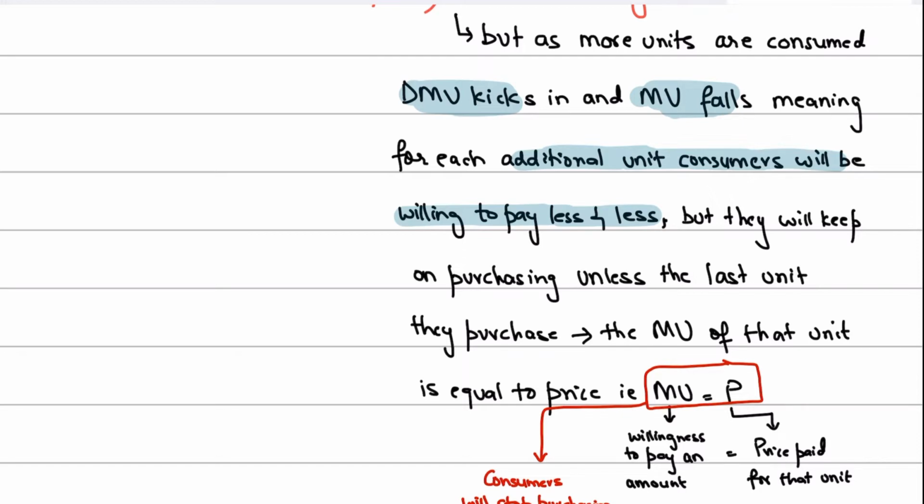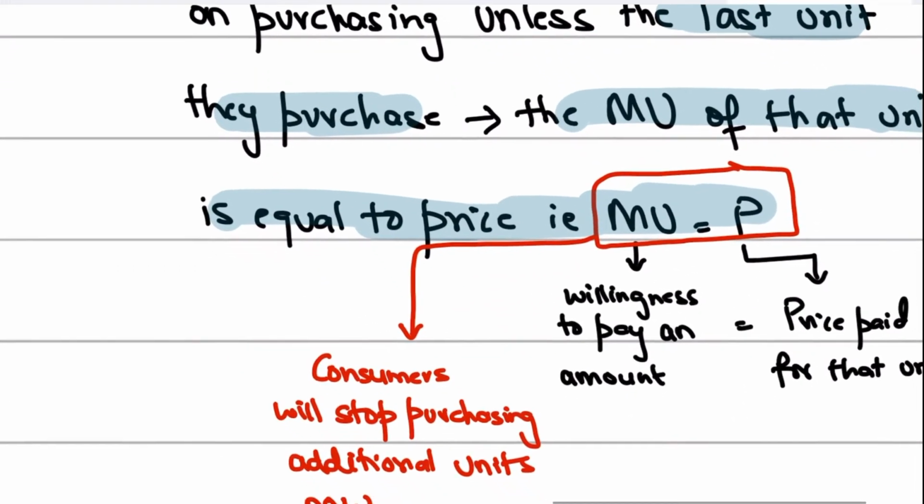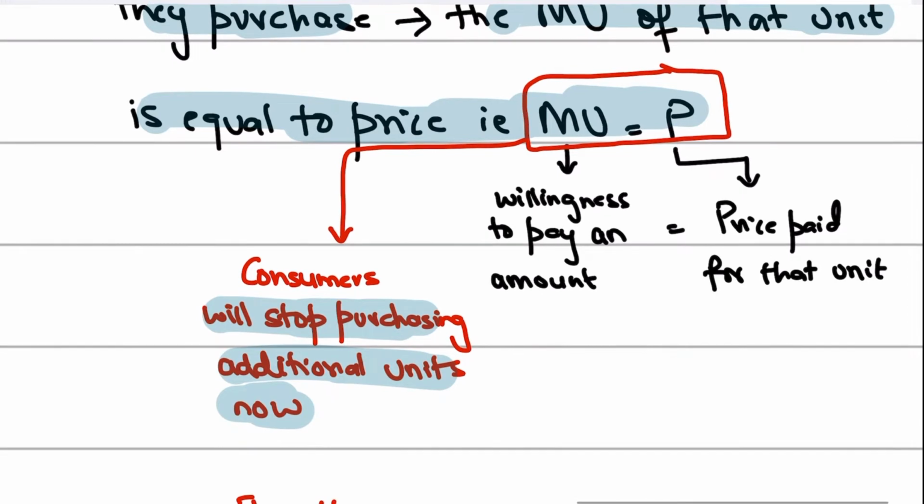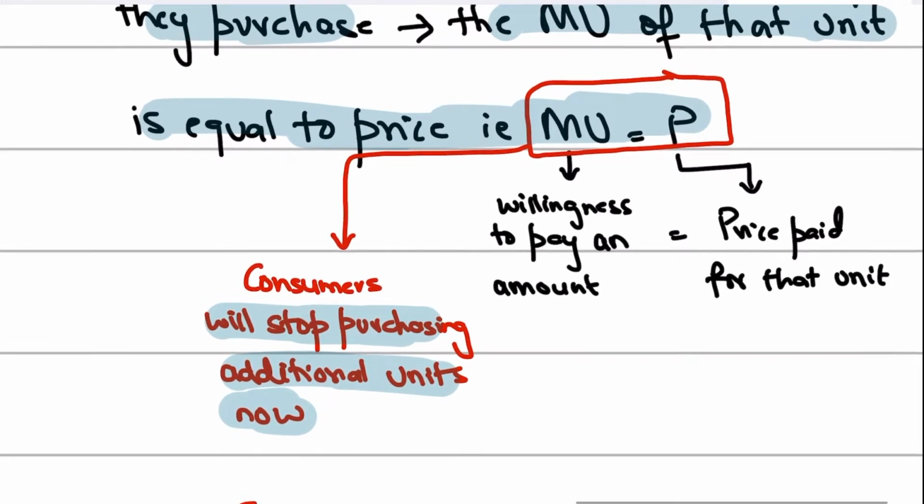But I will still keep on purchasing those units, unless the marginal utility of the last unit that I purchase is equal to the price of that unit. So whenever MU equals P, that is the point where the consumer will stop purchasing any additional units now, because the amount of money that he's willing to pay for that unit is exactly equal to the price that he's paying for that unit, right?